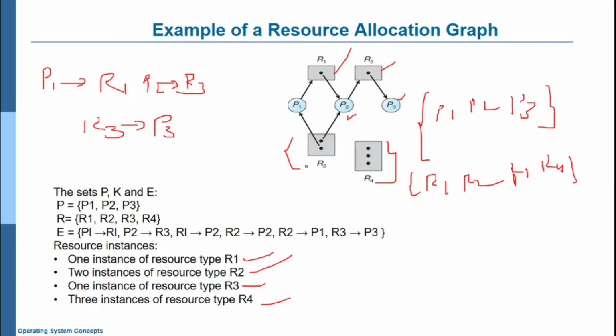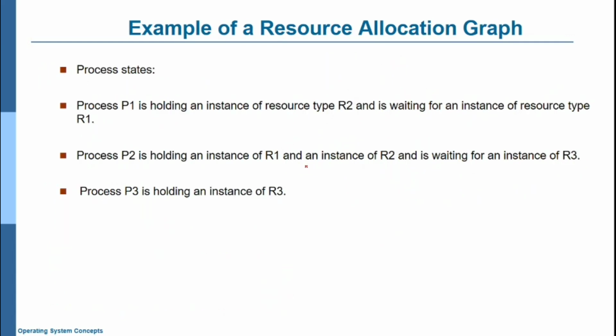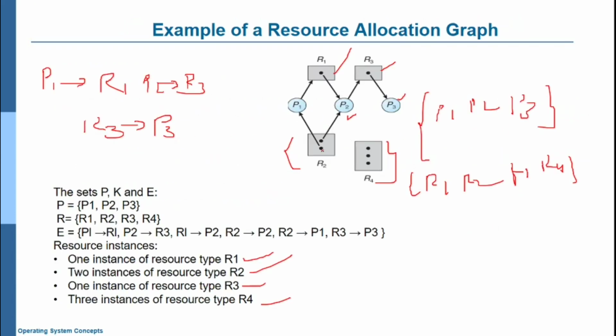Yeah, we'll complete this, and we can end this session. Example of resource allocation graph, the process states. Process P1 is holding an instance of resource type R2 and is waiting for an instance of resource type R1, as I showed here. So it is holding one instance and requesting another, one instance of R1, which is already held by P2.